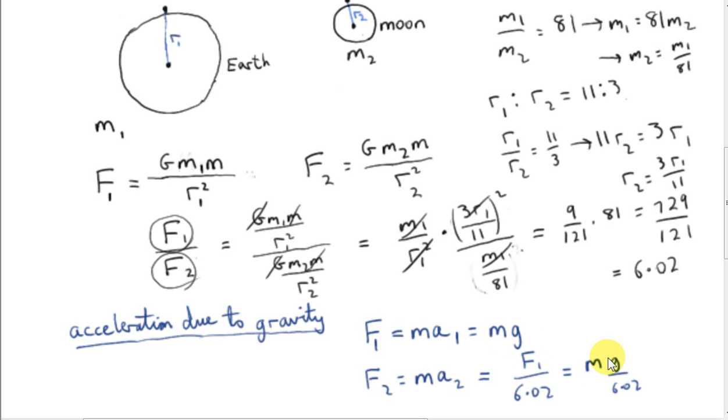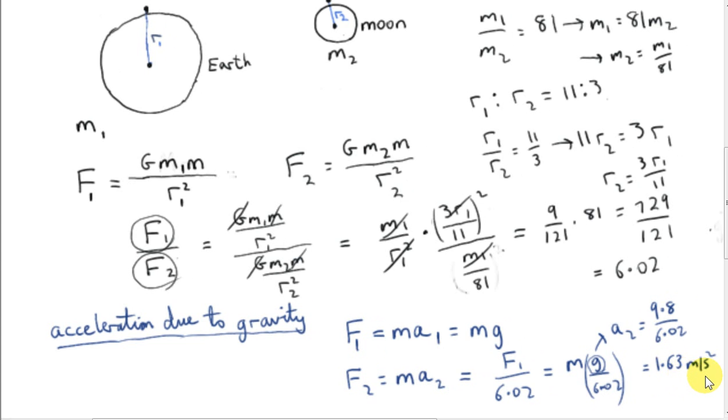So we divide mg by 6.02. This quantity here is the acceleration due to gravity near the Moon's surface. If the force goes down by a factor of 6, the acceleration due to Earth's gravity goes down by a factor of 6. So we just divide 9.8 by 6.02. If you do that, you get 1.63 meters per second squared.